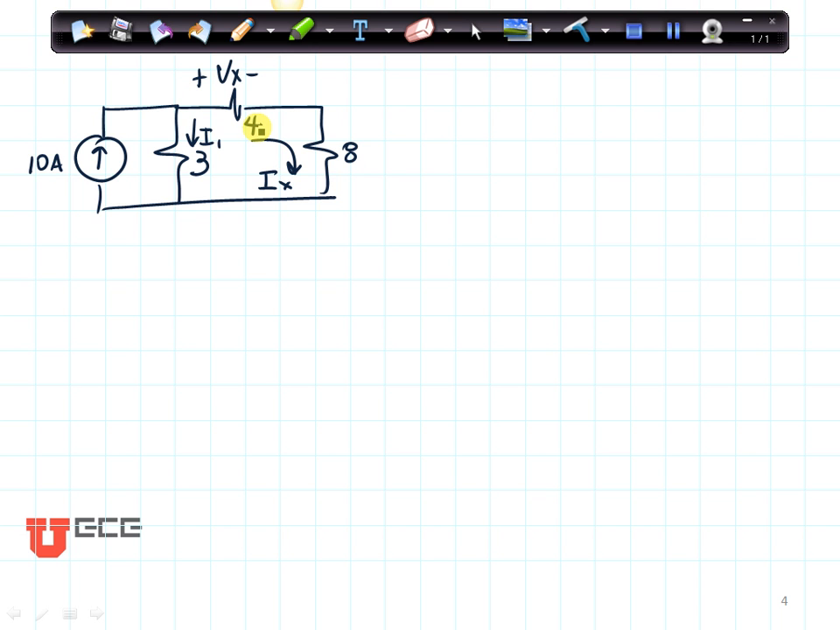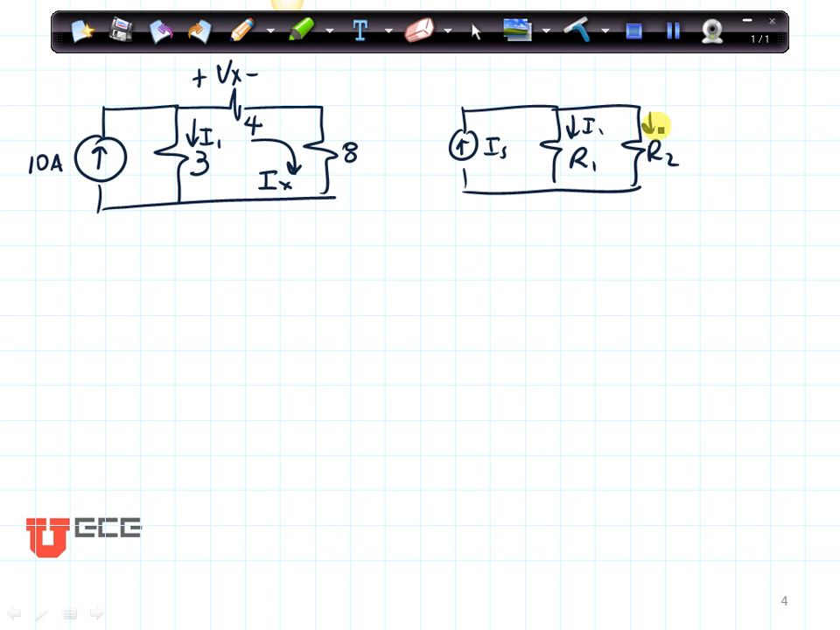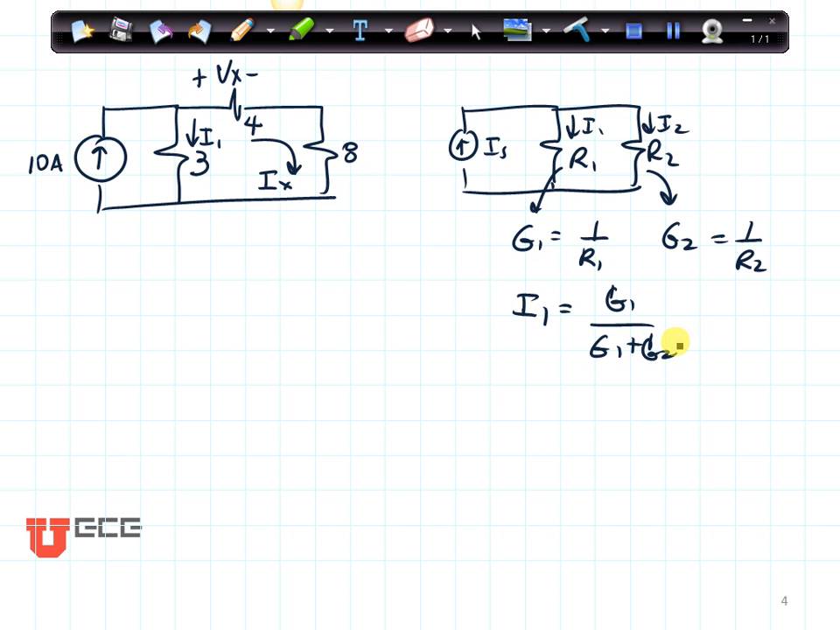This is a current divider. When we have a current divider, the easiest way to handle that is to take our source and divide it through, let's say, R1 and R2. The current I1 and I2 is going to be found this way. Let's take our R and convert it to G, which is 1 over R1, and let's convert this one to G2, which is 1 over R2. Then we know that I1 is equal to G1 over G1 plus G2 times our original source current, and I2 is equal to G2 over G1 plus G2, also times our source.